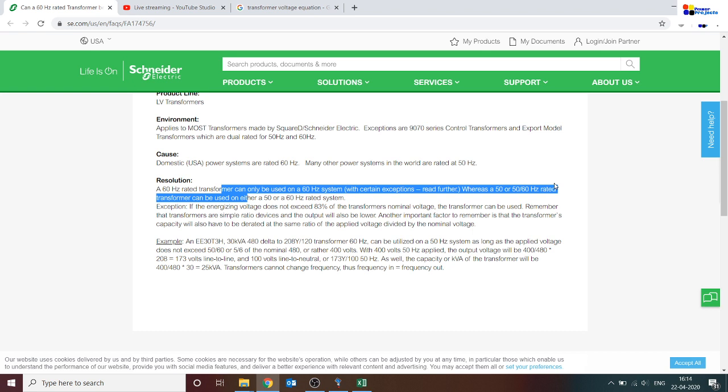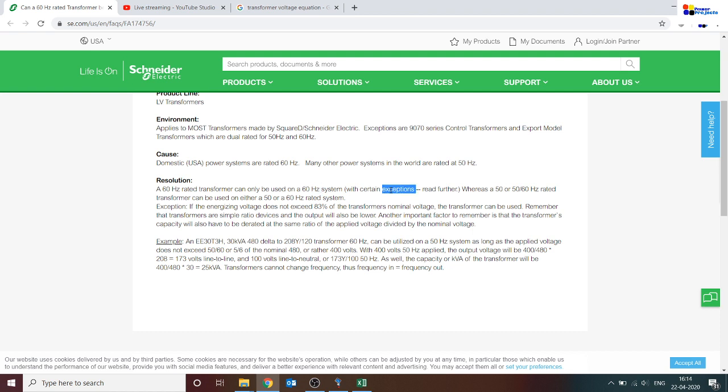Whereas a 50 hertz transformer or 50/60 hertz transformer, that 50/60 hertz you can generally see in small transformers, which are 230 volt by 12 volt or 230 volt by 24 volt transformers, can be used at both 50 hertz and 60 hertz. So as I told, if you are using this 50 hertz transformer at 60 hertz, you will have increased losses, increased voltage drop and reduced short circuit current, but you can use it, at least technically. Whereas the 60 hertz transformer cannot be used at 50 hertz.